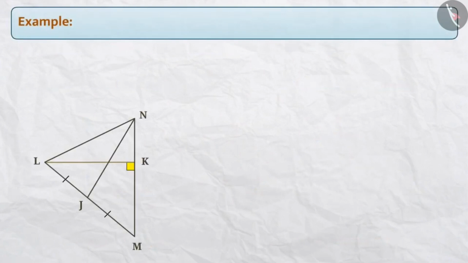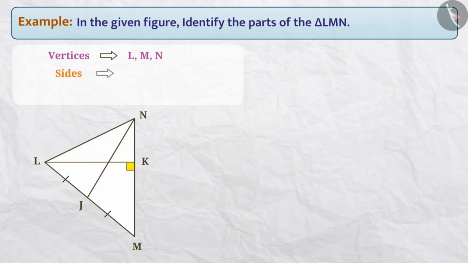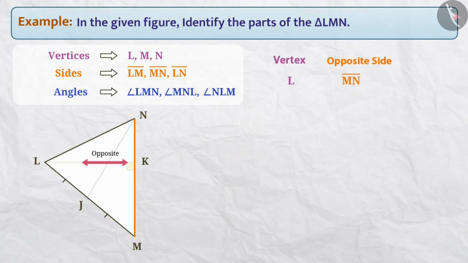Next example. Identify the parts indicated in the triangle LMN. Here we are given triangle LMN. Observing the triangle, we know that its vertices are L, M and N. Sides are LM, MN and LN. And its angles are angle LMN, angle MNL and angle NLM. Now if we see, here the side MN is opposite to the vertex L. That is, MN is the opposite side of the vertex L.